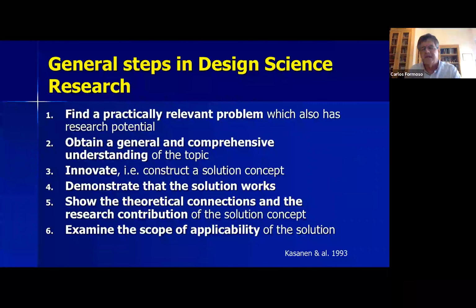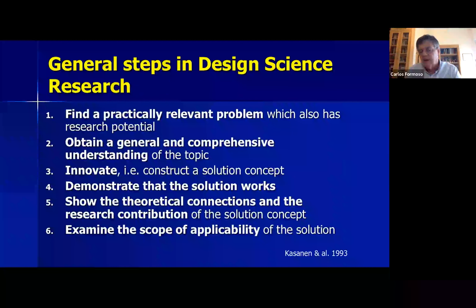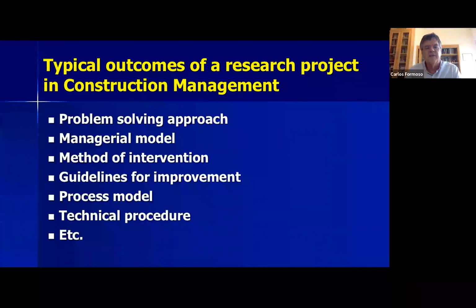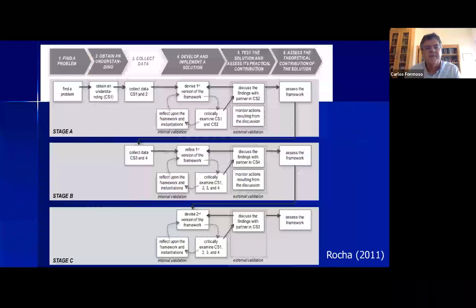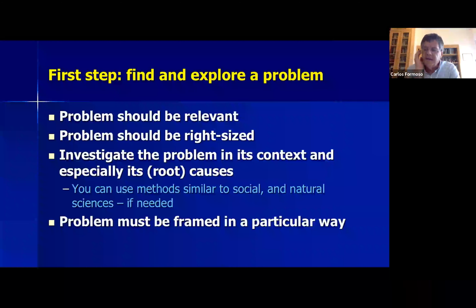Here, there are several steps. I'm not going to go into detail in all steps, but I'm going to emphasize step 1, step 3, and step 4, right? The understanding the problem, developing an artifact, and assessing that artifact, right? Because these are like the most important steps. So this is something really important in design science research. Find a problem and understand deeply that problem, right?